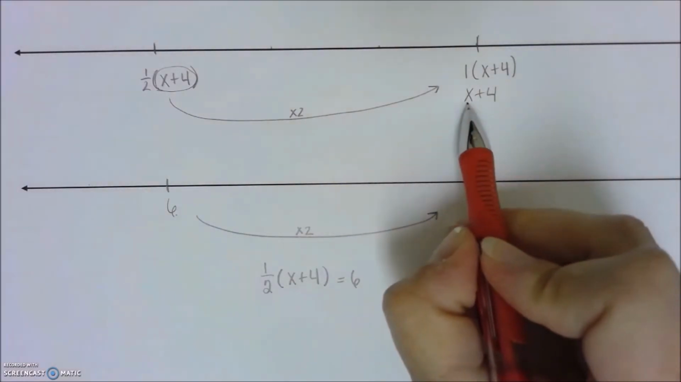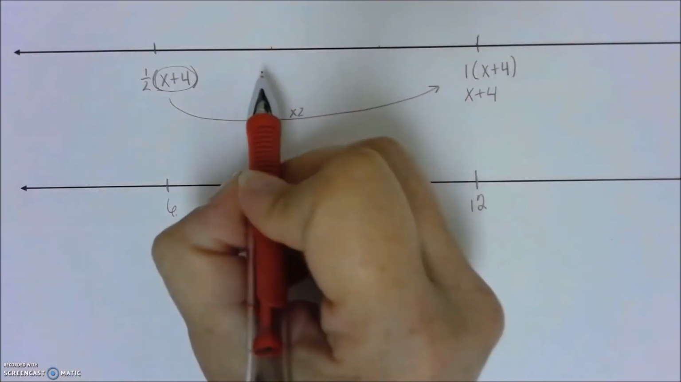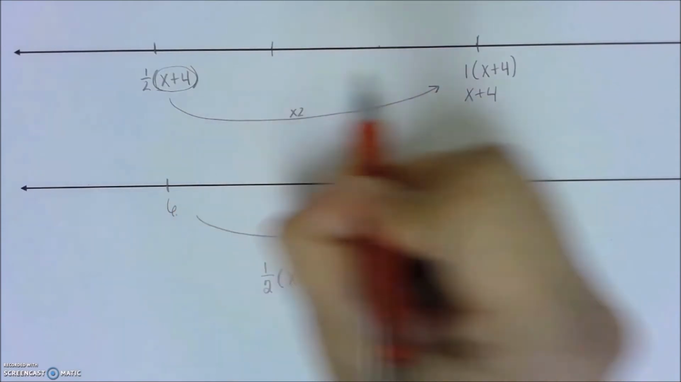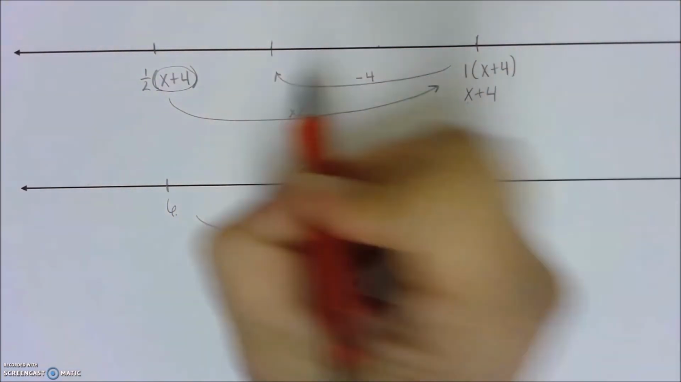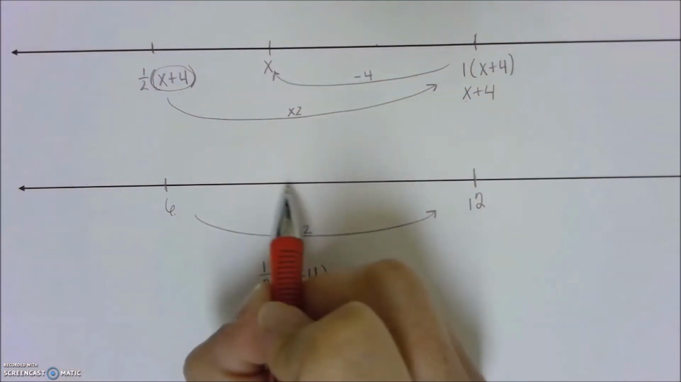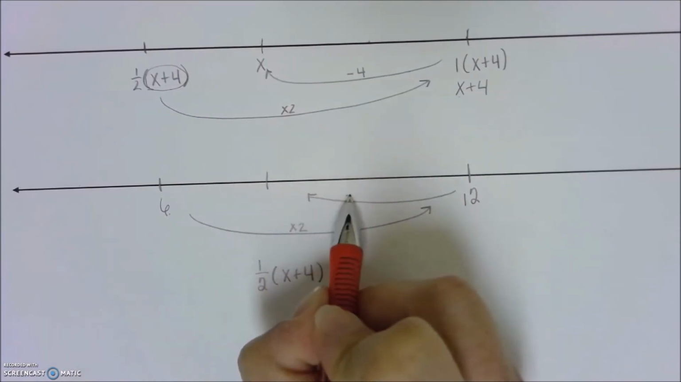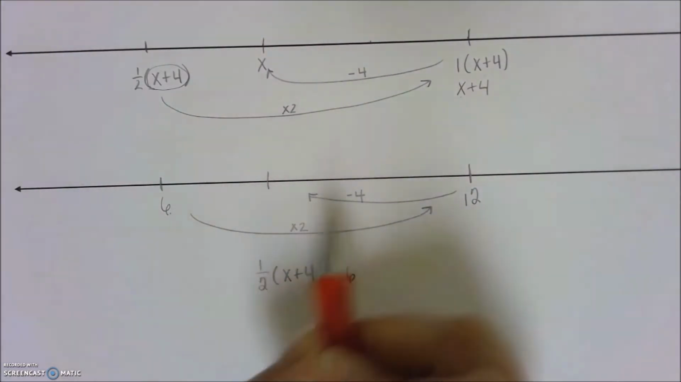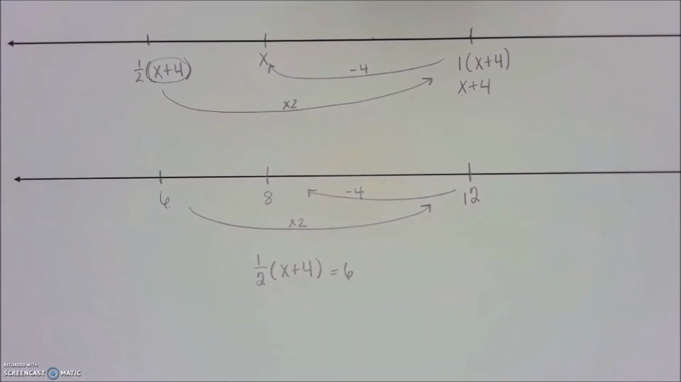To solve for x, we are 4 places too far to the right, so we have to back up 4 places by subtracting 4, and that leaves us with x. We must do the exact same thing on the bottom number line. So if we back up 4 places, 12 minus 4 is 8. So x is equivalent to 8.